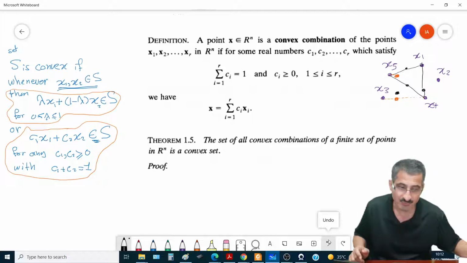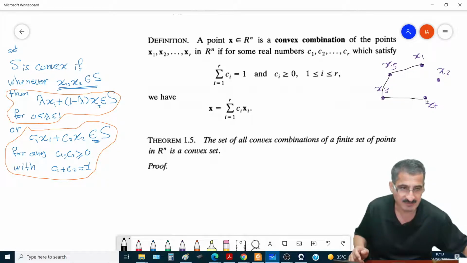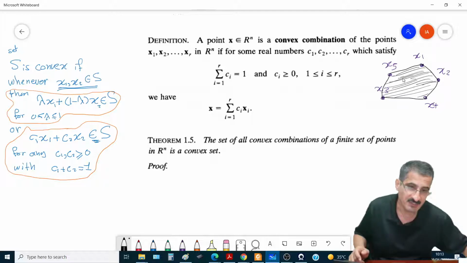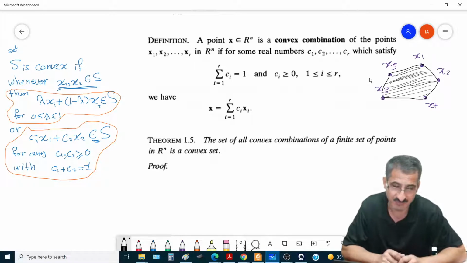We are trying to form the smallest convex set that contains x1, x2, x3, x4, and x5. Simply, it is this one. Just join them with lines like this, and then all the points inside here are in the convex combination of x1 to x5.